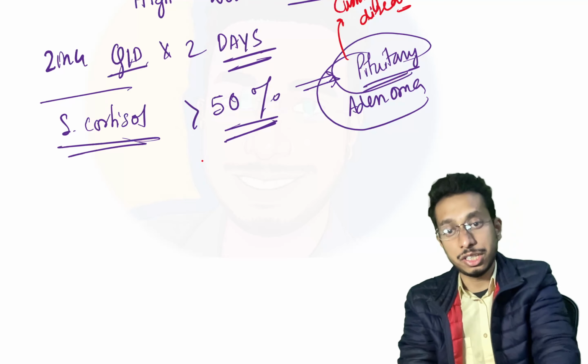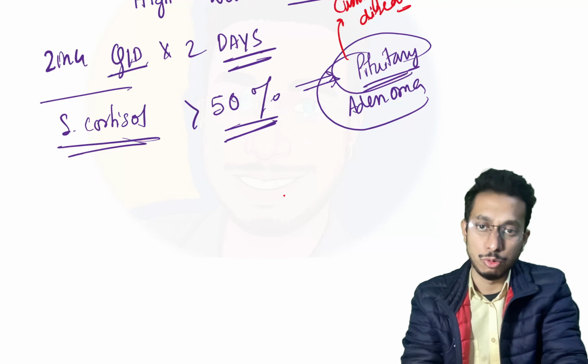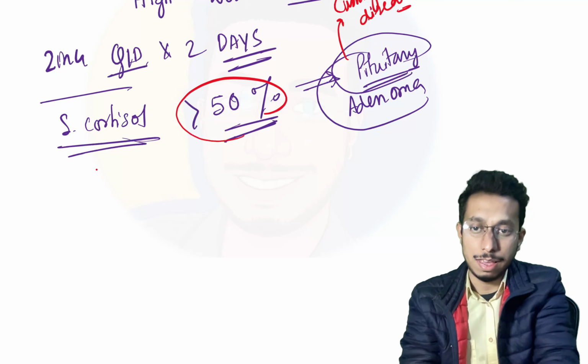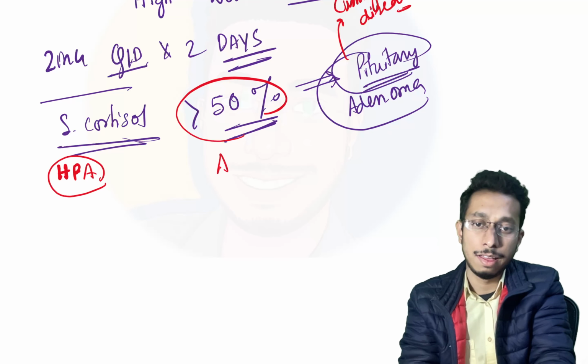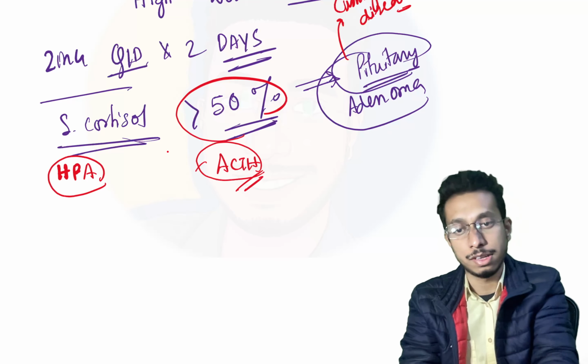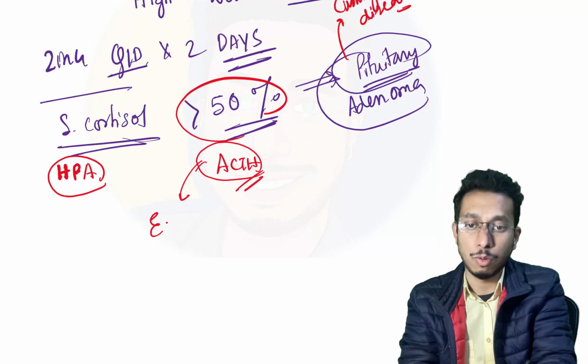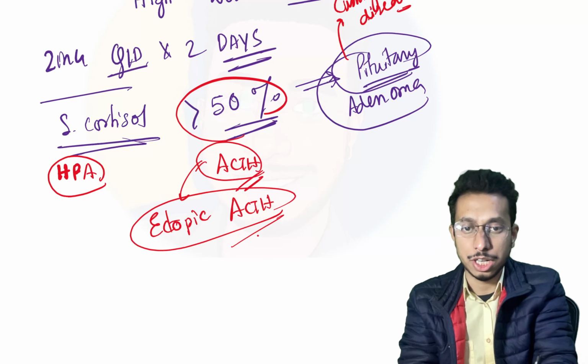And if still after giving high dose dexamethasone the cortisol level is not suppressed, that means the HPA axis has nothing to do with the ACTH level which was high in the patient's body. That means there is some sort of ectopic ACTH production source.